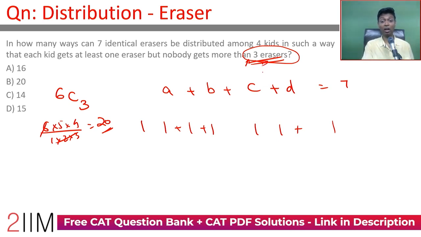Now let's think about it. Let's say one kid gets more than 3 erasers. So one kid could get 4 or 5 or 6 or 7. Let's say 4. If this kid gets 4, each of the others has to get 1, because at least 1 is required. Only one way this kid can get 4. Nobody can get more than 4, so the only possibility is 4 1 1 1. That could be 1 4 1 1, 1 1 4 1, 1 1 1 4. One kid could get 4 erasers. It could be any one of the 4 kids. So from 20, subtract 4. We have 16 ways of doing this.